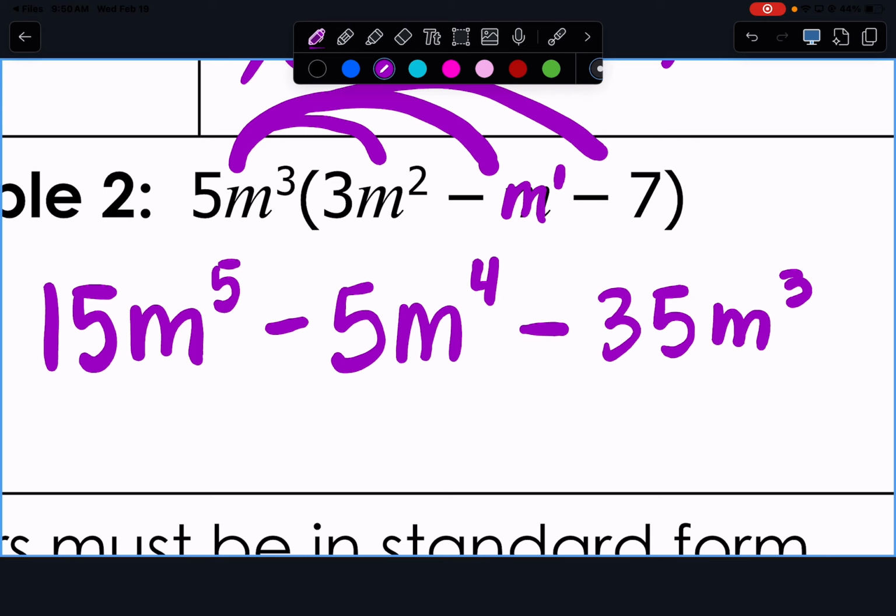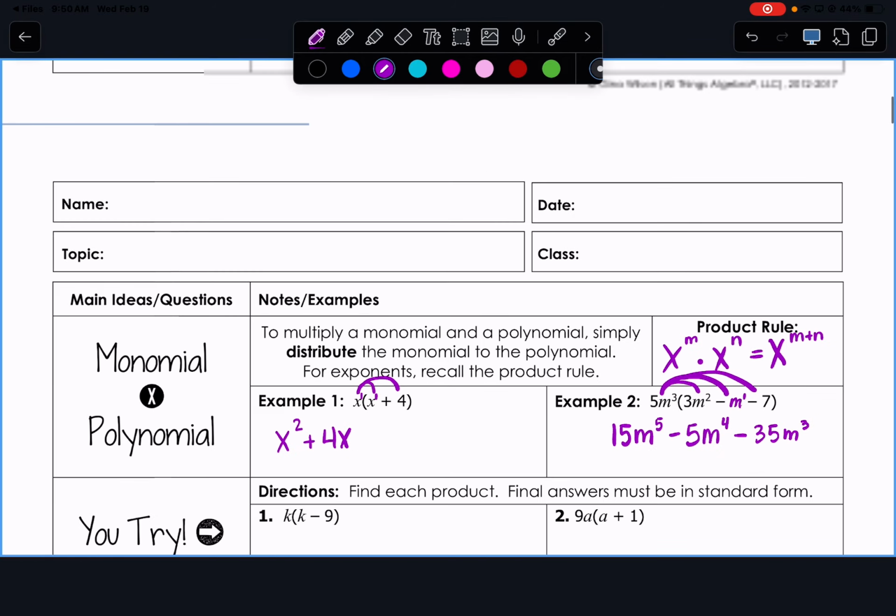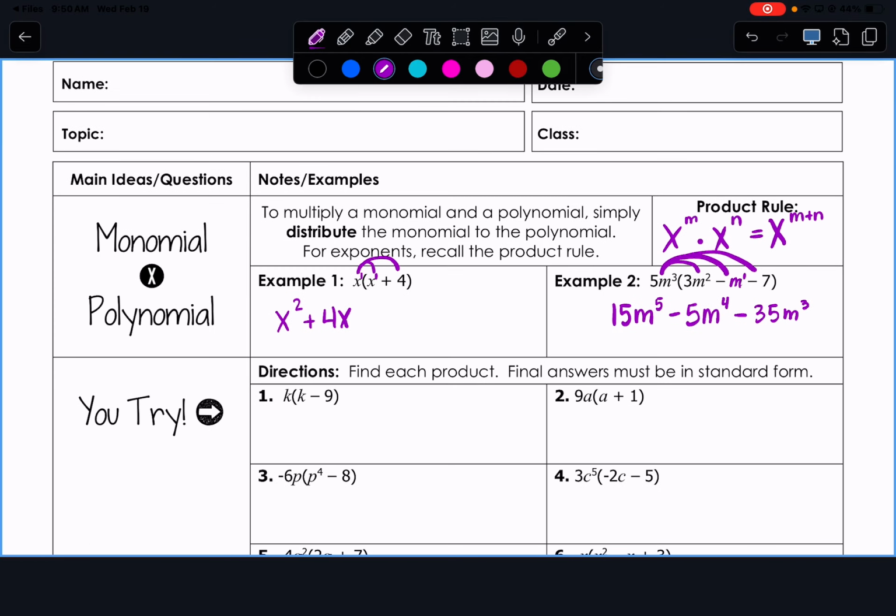And that is what we're going to do tomorrow. Okay? So we are good now. Yes.